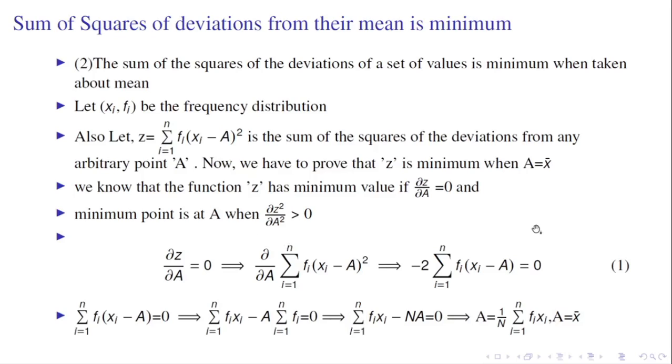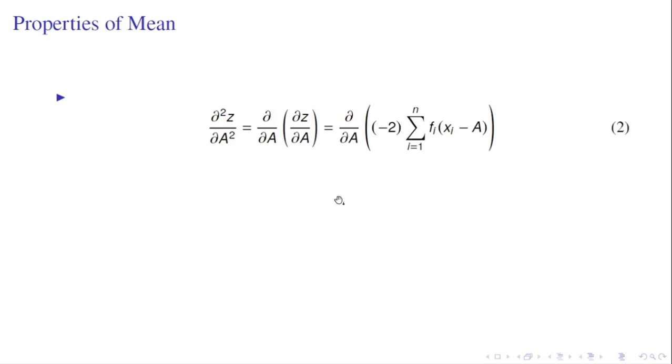Let us look at the second point also, second condition also. Dou square z by dou a square is equal to dou by dou a into dou z by dou a.